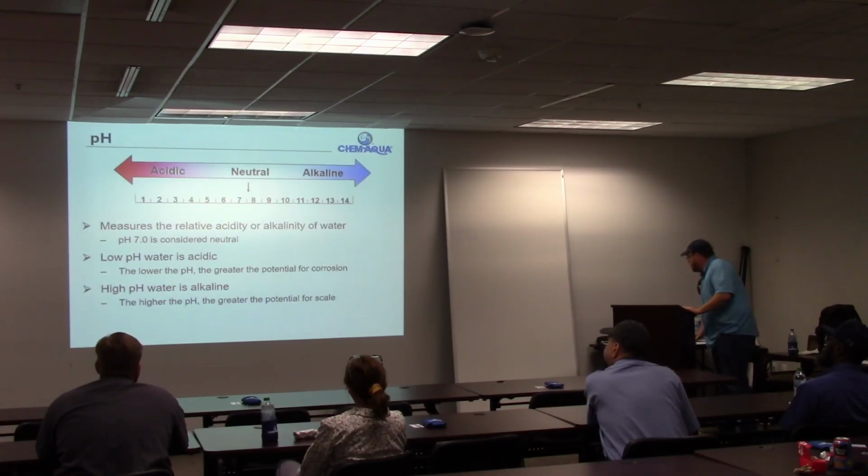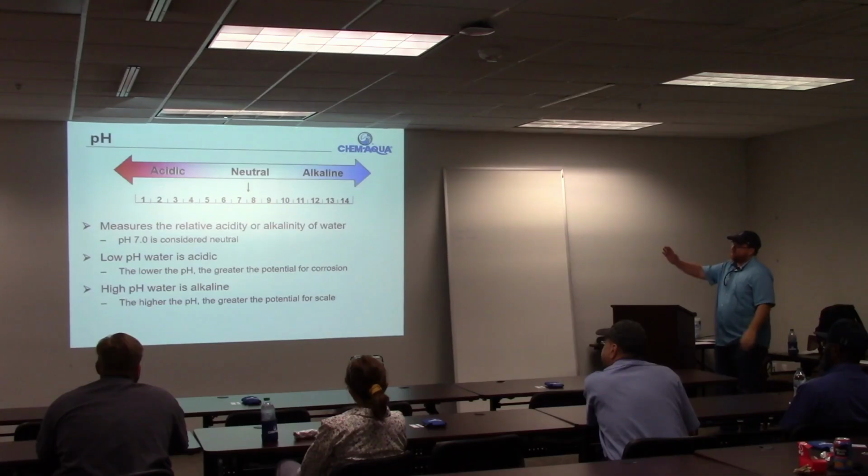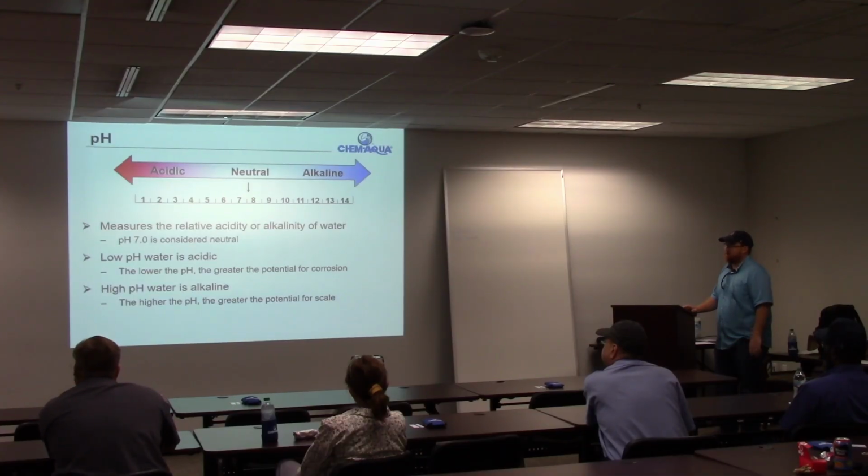All right, so we have the pH scale here. Furthest towards 1, furthest away from 7, going that way is going to be acidic. This way is alkaline. In New Orleans, we have about 9 pH, which is a little bit on the higher side, but it's not an uncomfortable pH.